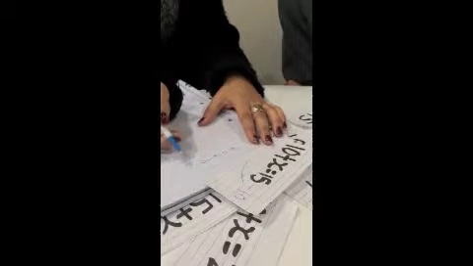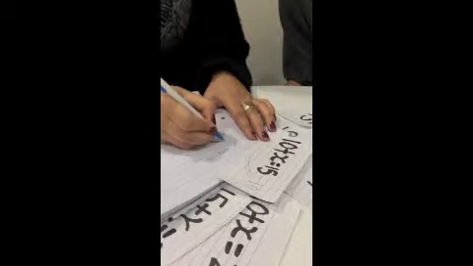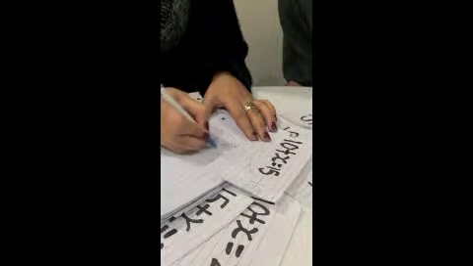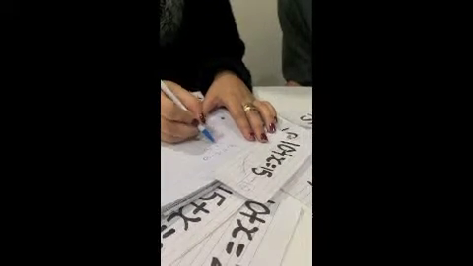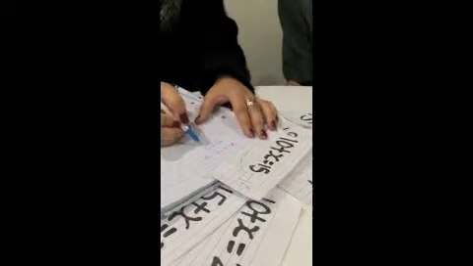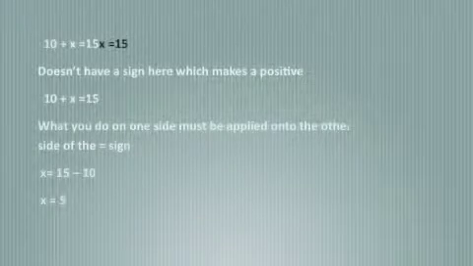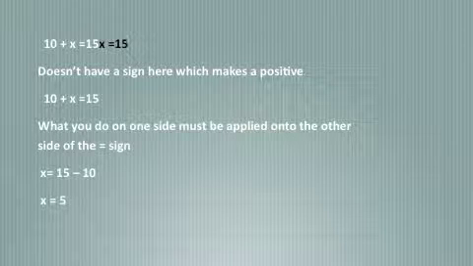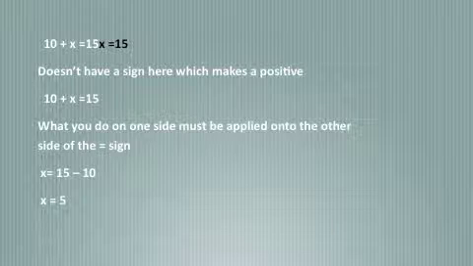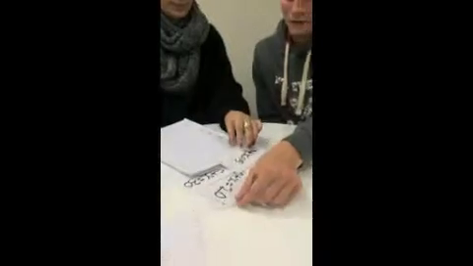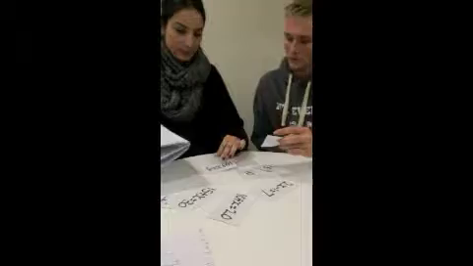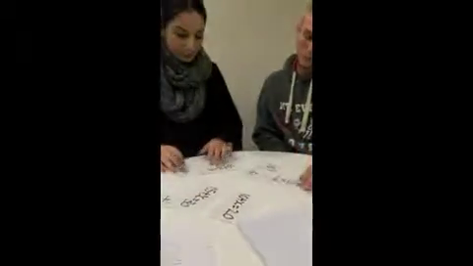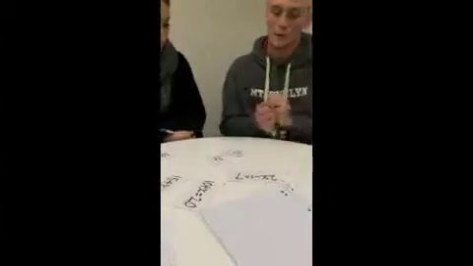What's 15 take away 10? 5. So then we're left with x equals 5. So the unknown variable equals 5. Okay. So now, do you want to do the next equation? Yeah. 2x minus 1 equals 7.